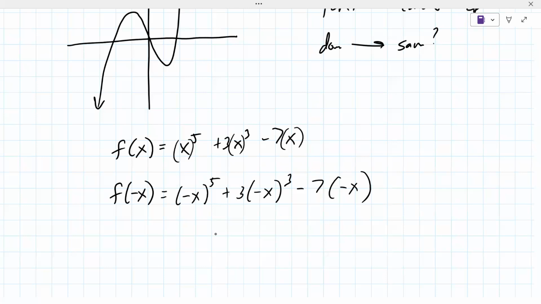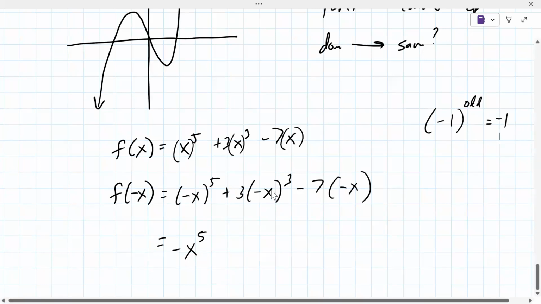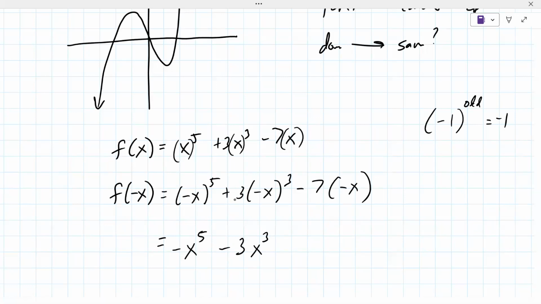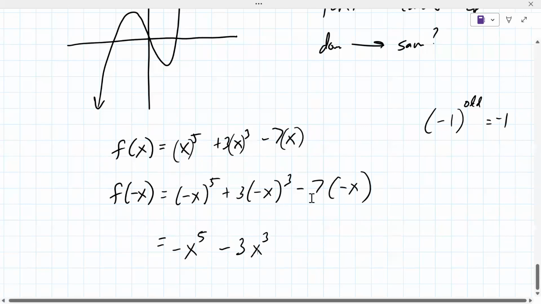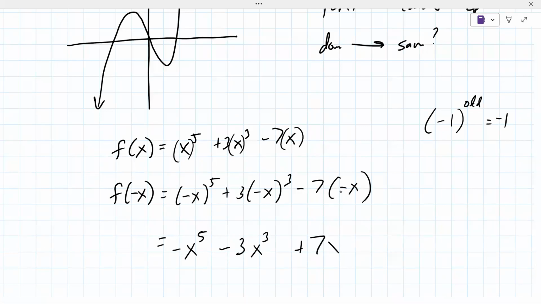So for example, here, the first one is negative x to the fifth, because a negative to an odd power is negative. Now the middle term here, negative x cubed, becomes negative x cubed times positive 3, which becomes minus 3x cubed. The next one here, the minus 7 times negative x becomes positive 7x.